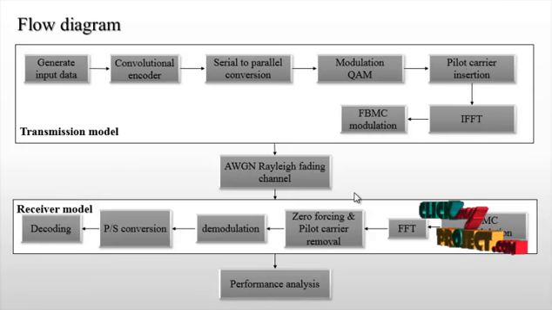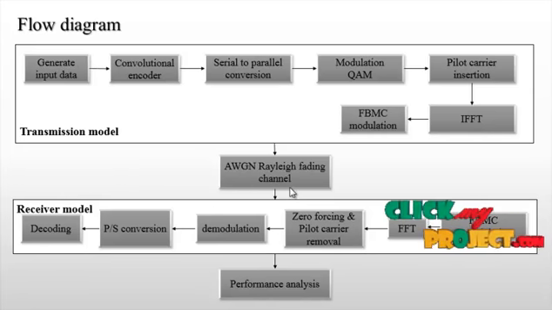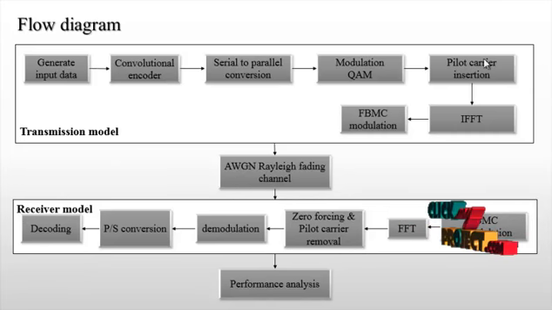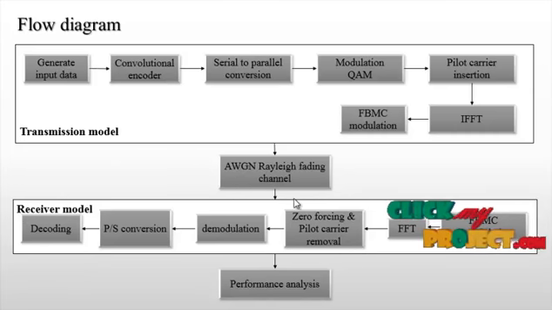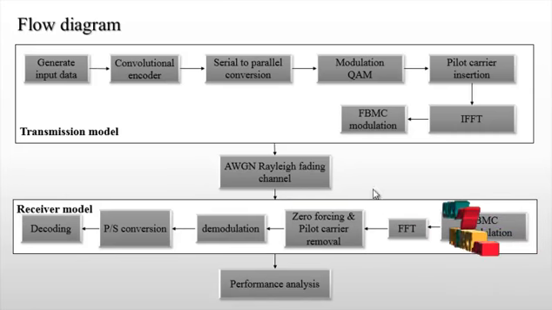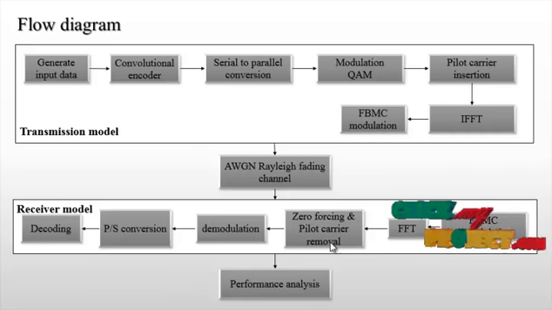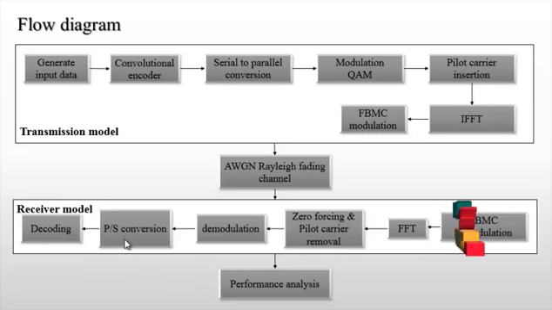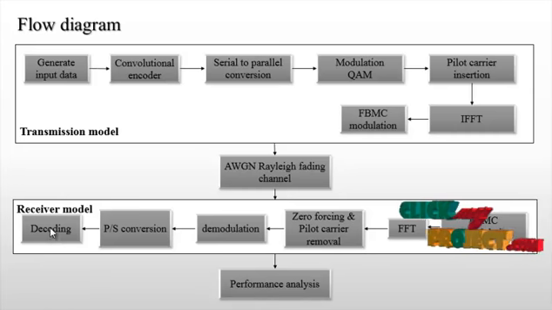In the channel, we use the AWGN Rayleigh fading channel, that is the additive white Gaussian noise process. The receiver model is the inverse of the transmission model. It has FBMC demodulation and then FFT, zero forcing and pilot carrier removal. Then demodulation occurs using QAM, parallel to serial conversion, and finally decoding. Finally, the performance analysis calculates the bit error rate and the SNR of the process.